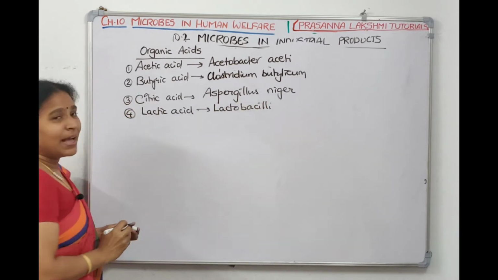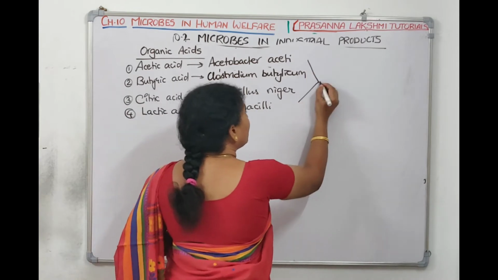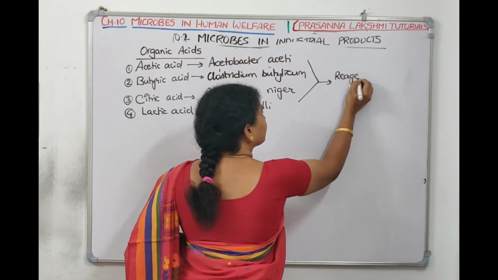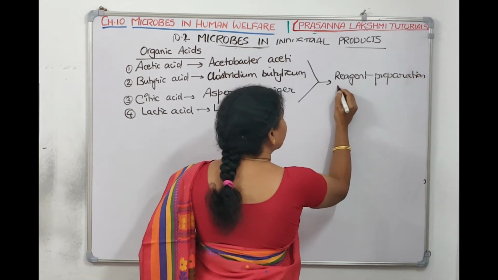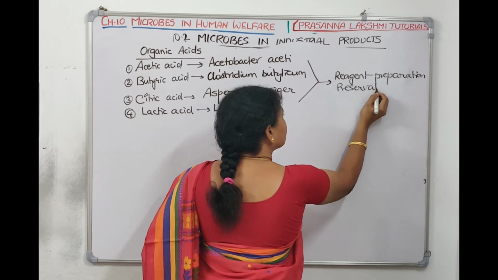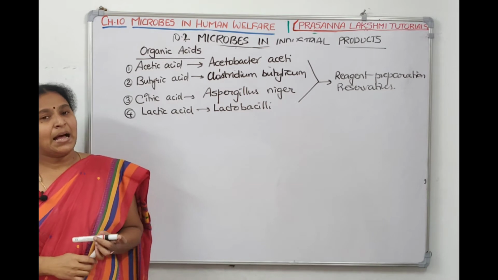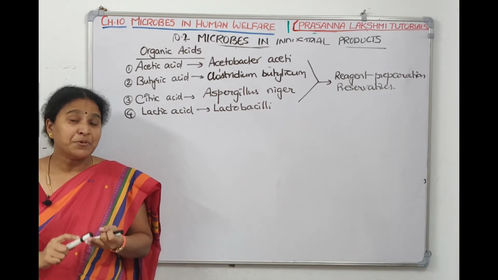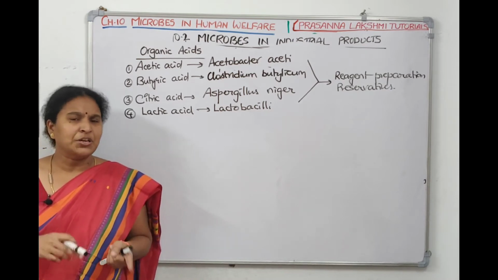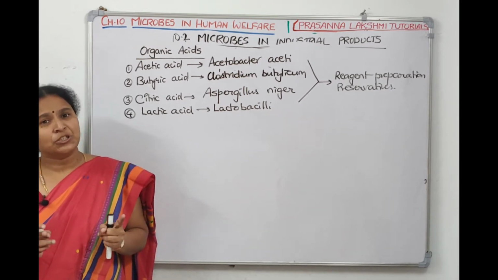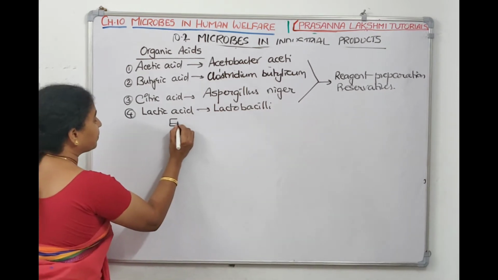So where do we use these acids? We use them in chemical labs as solvents, in reagent preparations, and as preservatives in packing foods. So these are the acids A, B, C: acetic acid from Acetobacter aceti, butyric acid from Clostridium botulinum, citric acid from Aspergillus niger, and lactic acid from Lactobacilli. Now let us talk about enzymes.